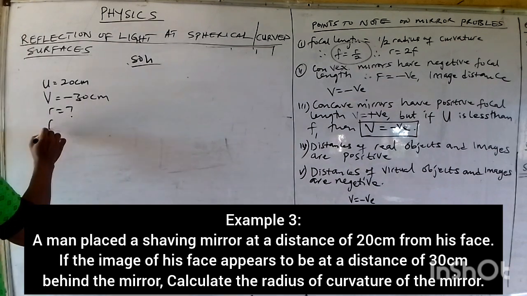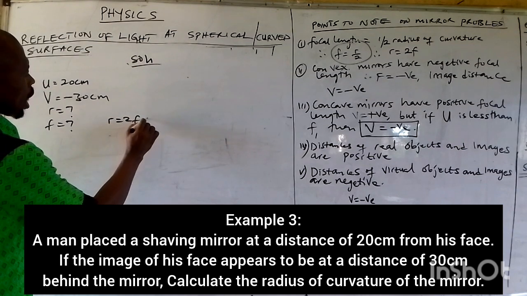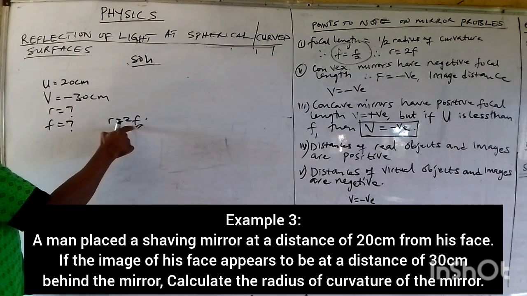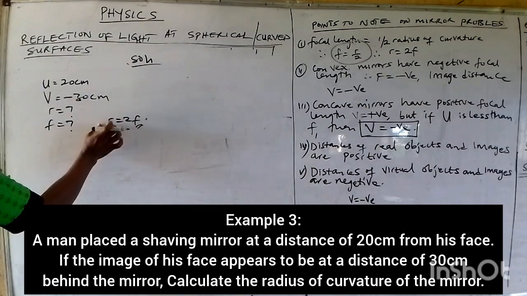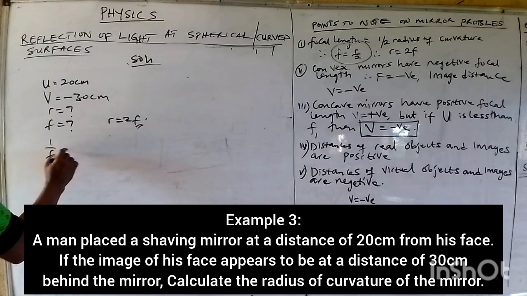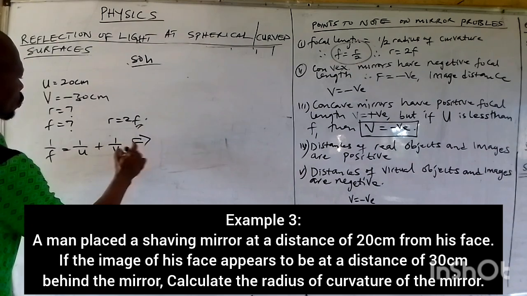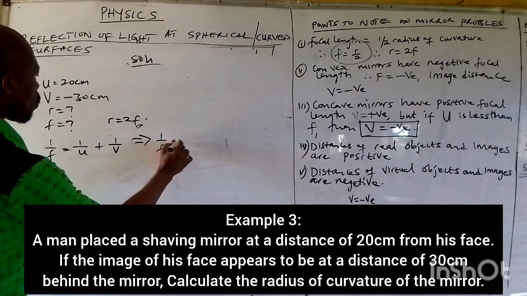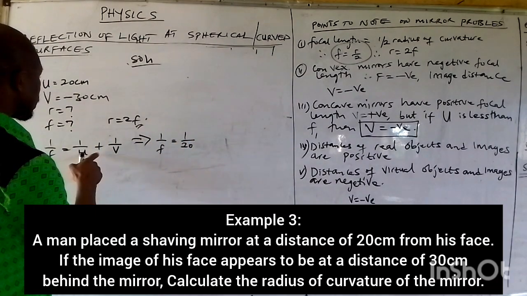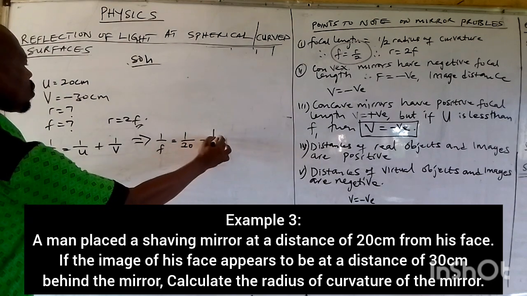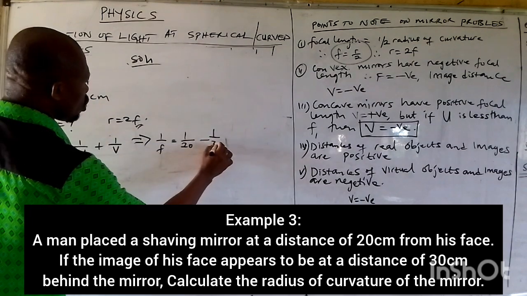Remember that F is not given here. Also, R is 2F. So we proceed to get our F. Once we get our F, we multiply it by 2, and it will give us our radius of curvature. So we have 1 over F is equal to 1 over U plus 1 over V, which gives us 1 over F equals 1 over U, U is 20, minus 1 over 30, because V is negative.